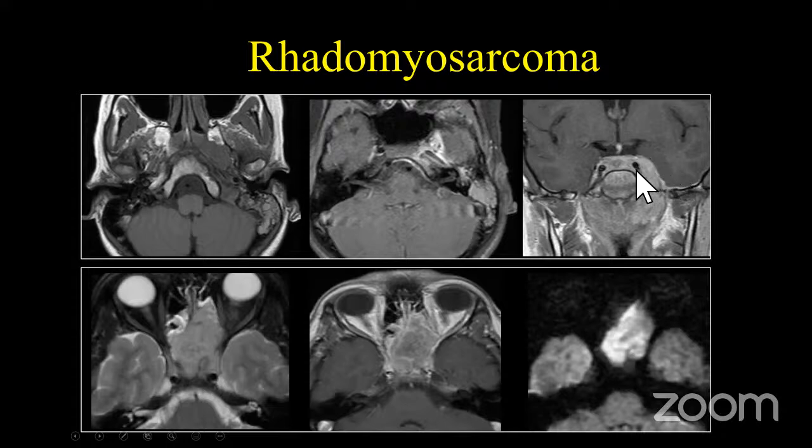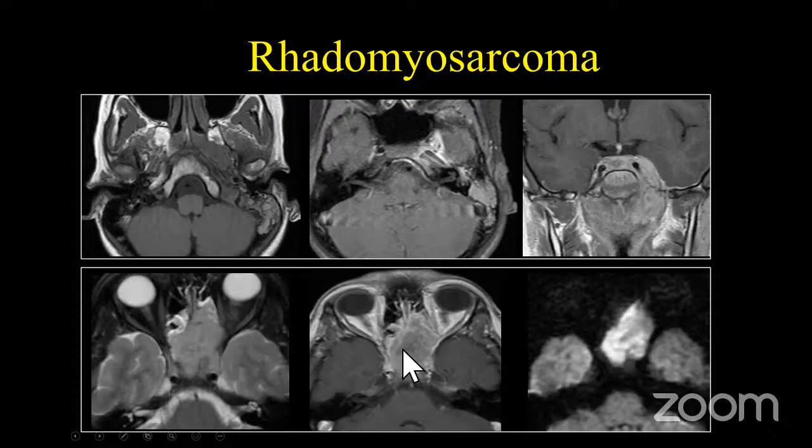Another example of a rhabdomyosarcoma, this was involving the skull base. Look what it's doing to the skull base. Notice how there's frank erosion of the skull base. If you don't believe me, look at the opposite side. This is the normal foramen ovale on the right. This has completely eroded the middle cranial fossa, again, extending into the cavernous sinus.